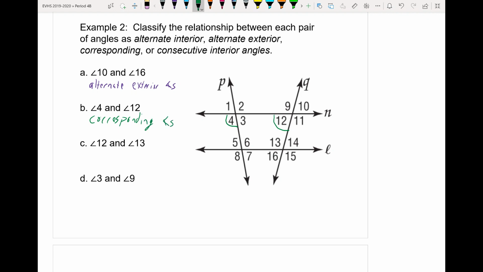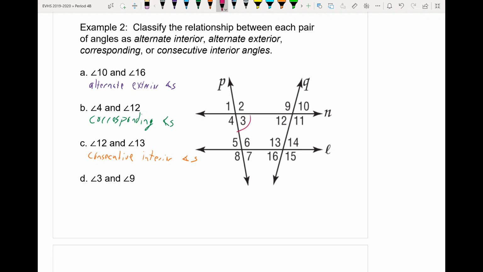All right, now 12 and 13. 12 is here, 13 is there. Transversal line is Q, and the relationship is consecutive interior angles.